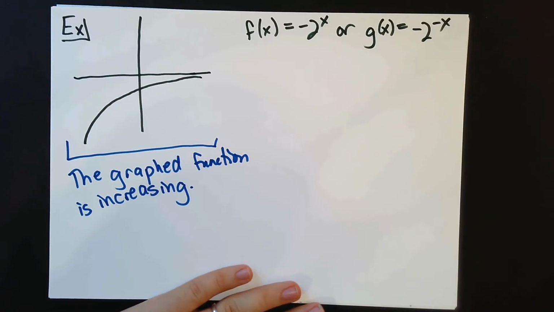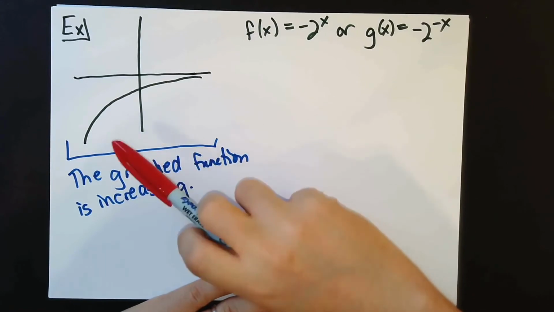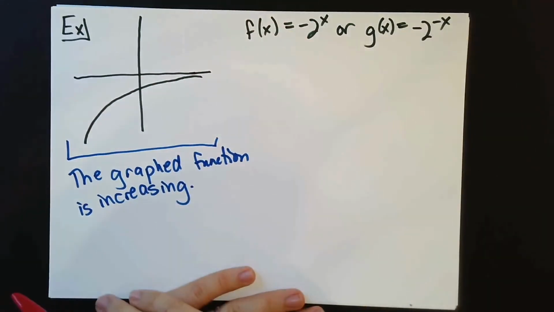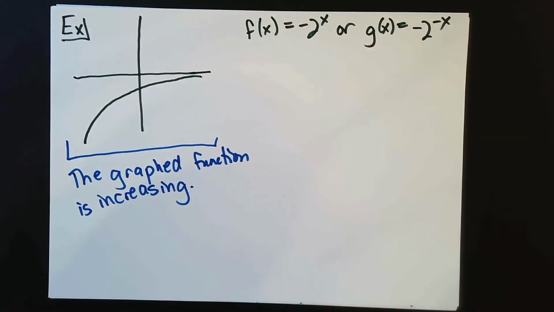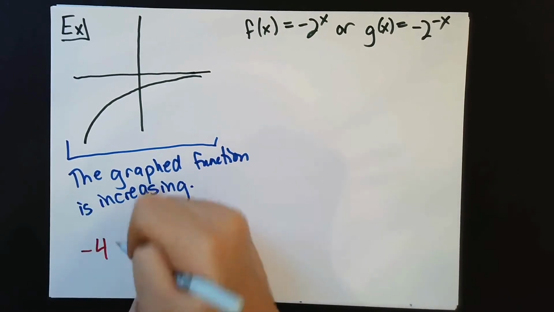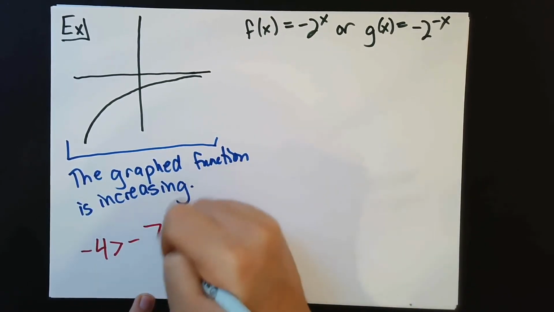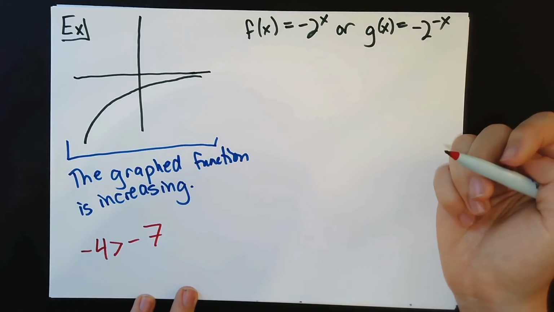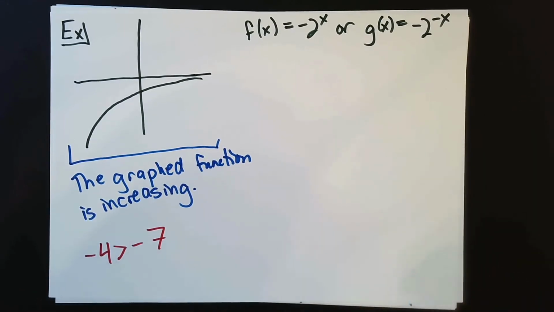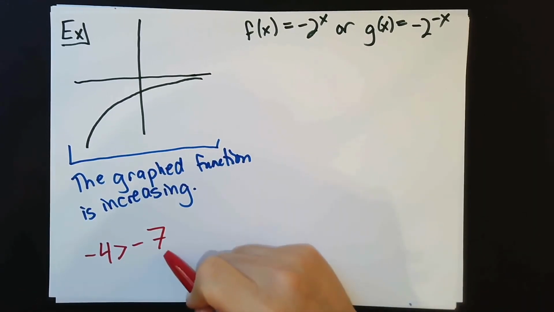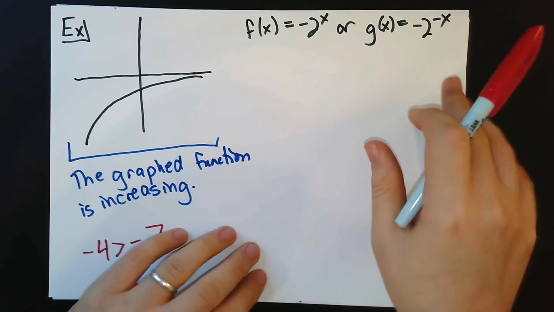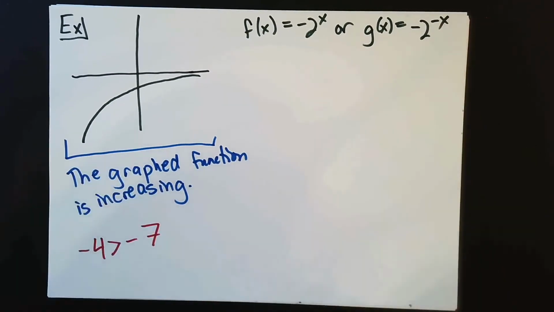But it takes a little care to think about what it means for a function whose values are negative to be getting bigger. Because for negative numbers, bigger means closer to 0. And so remember, for example, negative 4 is definitely bigger than negative 7, even though 4 is smaller than 7. So we have to think about the way the number line lays out these numbers.